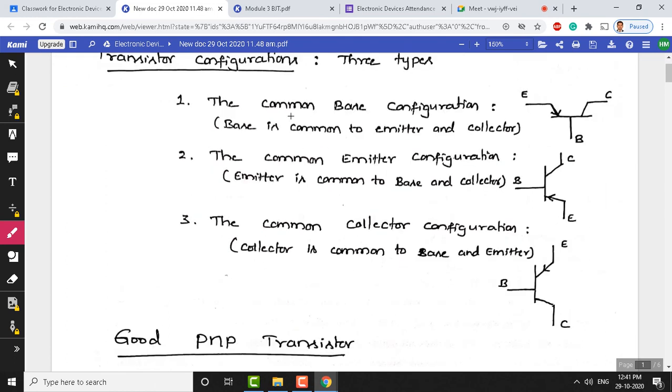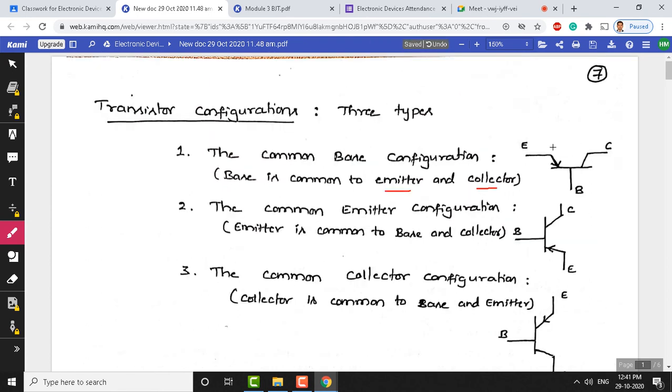The first configuration is the common base configuration. The base is made common between the emitter and the collector. You are seeing the symbolic representation of the P plus NP transistor. Look at this arrow mark. The arrow mark is inward here. This arrow always indicates the emitter. If the arrow mark is inward, it is a P plus NP transistor. If the arrow mark is outward, it is an N plus P N transistor.